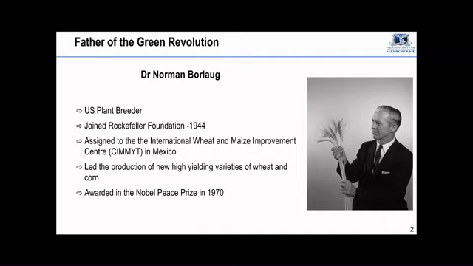He was a plant breeder. He joined the Rockefeller Foundation and was assigned to the International Wheat and Maize Improvement Center, CIMMYT, in Mexico. And he led the production of high-yielding wheat and maize varieties. And for this work, he was awarded the Nobel Prize in 1970.